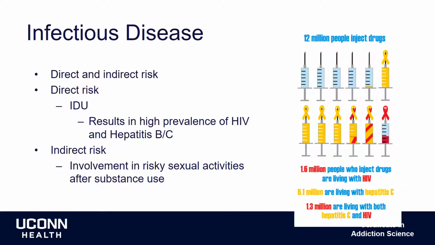Now, infectious disease. When it comes to substance use, there are both direct and indirect risks of an infectious disease. The direct risk comes from things like injection drug use, where if you share needles, you are at a greater risk of contracting things like HIV and hepatitis B and C. There's also indirect risk. So substance use is a risk factor for risky sexual activities. And if you're engaging in risky sexual activities at a high frequency, you're more likely to get sexually transmitted diseases. So infectious diseases are a large concern among the substance using population.